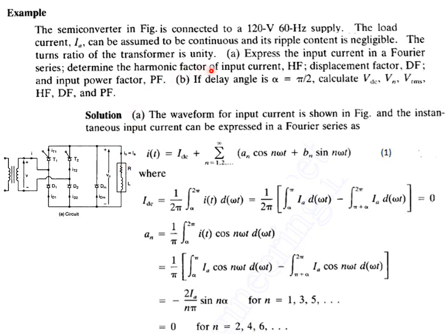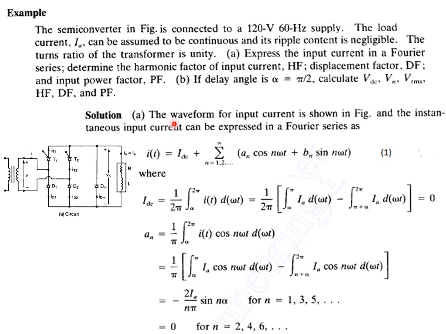The turns ratio of the transformer is unity. So in part A, we have to express the input current in Fourier series, and determine the harmonic factor HF of input current, the displacement factor DF, and the input power factor PF. And there is also a part B: once we find the derivation, let us substitute alpha equal to pi by 2 and evaluate the normalized VDC value Vn, Vrms, HF, DF and PF. So the solution goes like this.